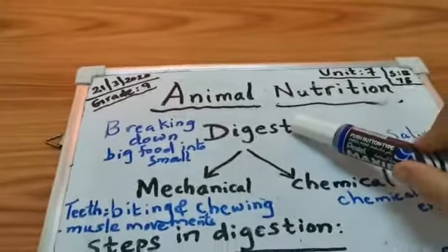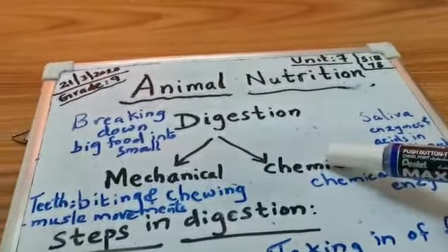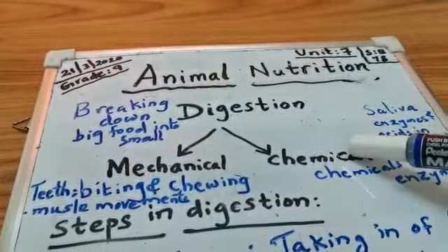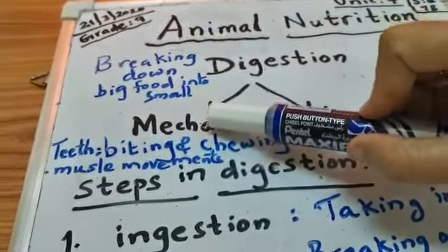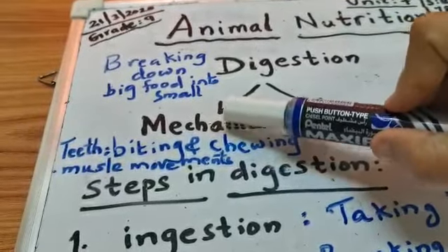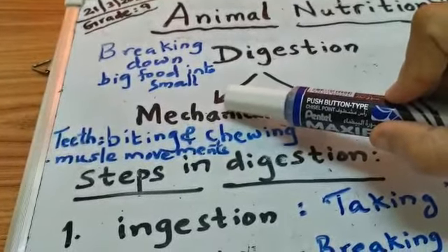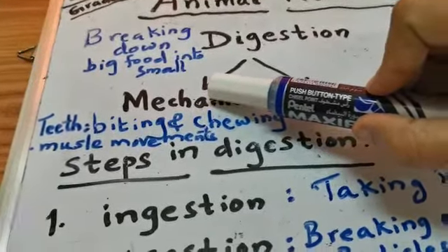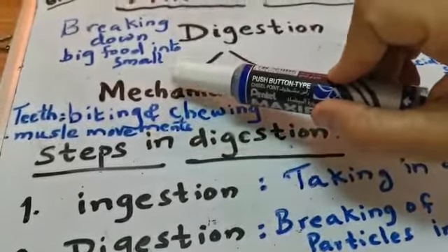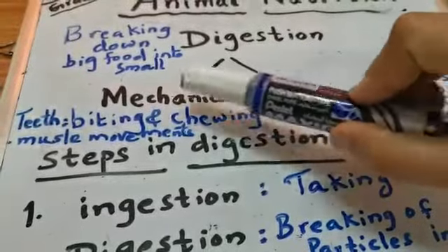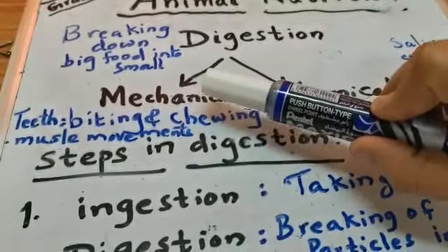Now digestion is of two types, mechanical and chemical. From the name itself, you know that mechanical digestion means the process of breaking down of food by using some movements. It's breaking down happening mechanically, with the help of some movements in our body.